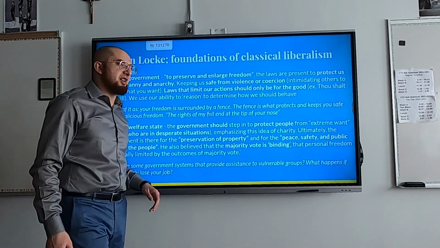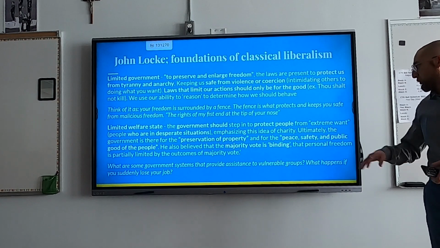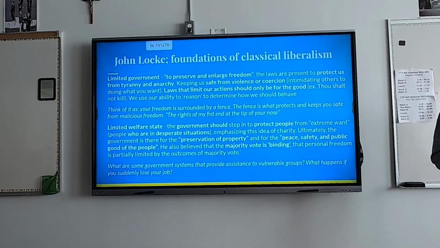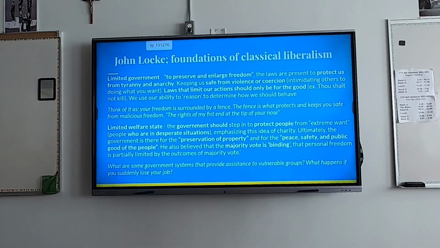Okay, limited welfare states, so government should step in to protect people from extreme want. Okay, so for example, can you survive in Canada on $1 a day? No. I don't know how you're going to do that, but right.